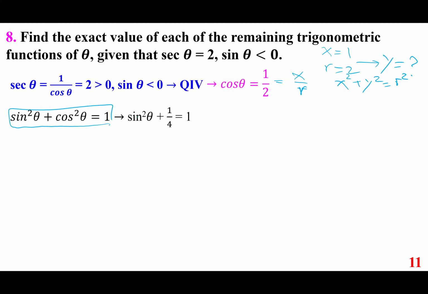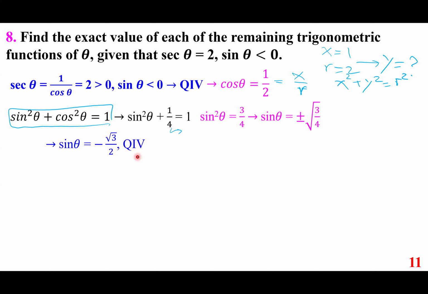So sine squared plus cosine squared, which is 1/2 squared, 1/4, equals 1. We're going to subtract 1/4. We get 3/4. And sine becomes plus or minus the square root of 3/4. And so you have to choose positive or negative based on the quadrant. Obviously, sine is negative, so you have to choose the negative. So minus square root of 3 over 4. The square root of 3 remains, 4 comes out as 2.